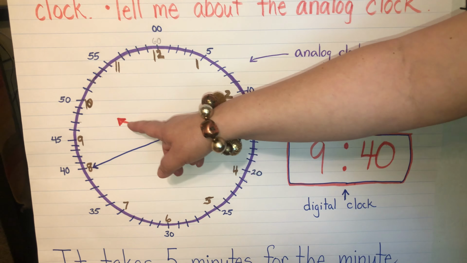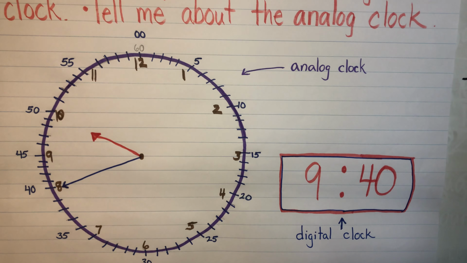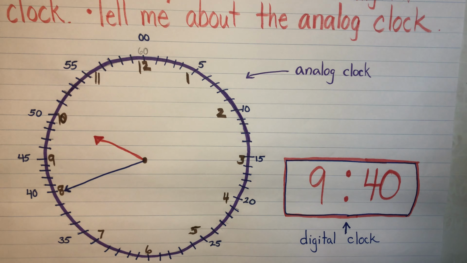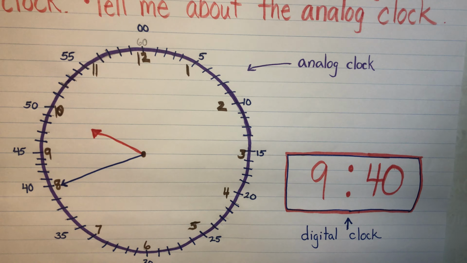I see that the hour hand is getting very close to the 10, but it's not 10 yet. And I see that the minute hand is pointing to the 8. So I could say it's 9, and then I look at my minutes. 5, 10, 15, 20, 25, 30, 35, 40. It's 9:40. So it takes 5 minutes for the minute hand to move to the next number. You can skip count by fives to tell time.